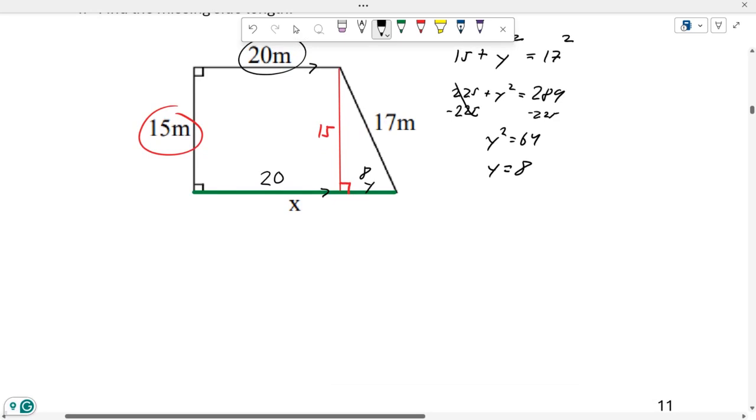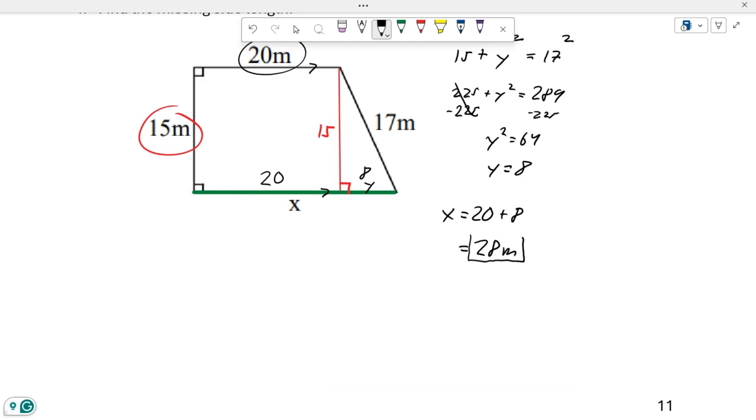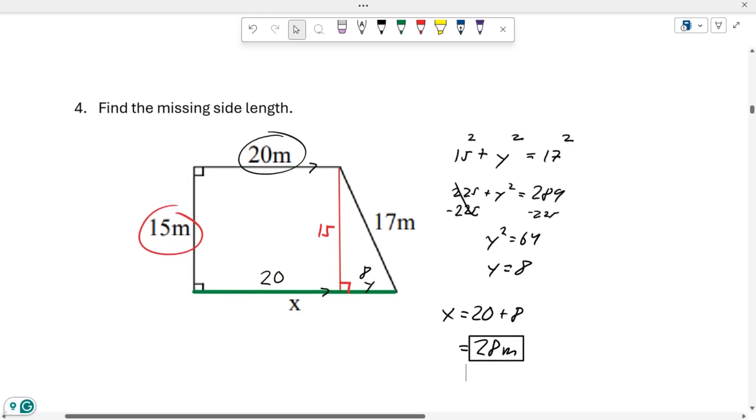And so x, the thing that we're looking for here, is 20, which is the piece of green inside the rectangle, plus 8, which is the piece of green inside the right triangle, giving us a final answer of 28 meters. And that is my answer for number 4. Like I said, a little tricky. If you got tripped up on 4, don't feel bad.